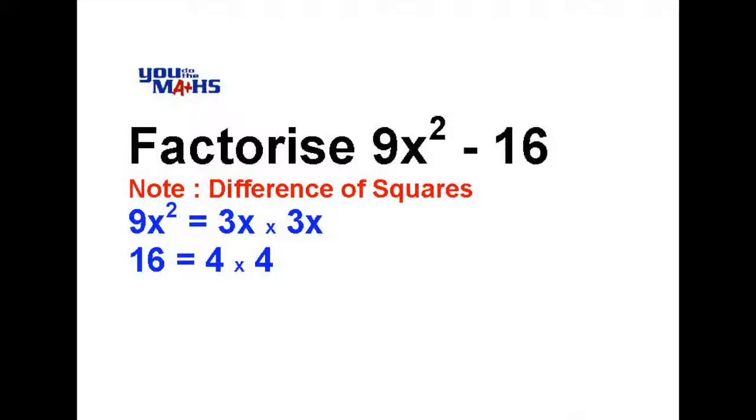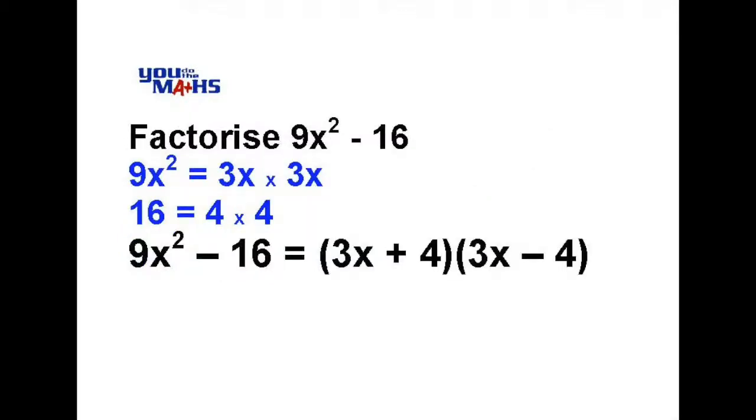What we then do is split up the 9x squared minus 16 into two different brackets. The first part of the bracket contains 3x, which of course squares to 9x squared. The second part of the brackets contains 4. And those two terms in the two brackets are separated by a plus in one bracket and a minus in the other. Now the order of those plus and minus signs doesn't matter. So you could have 3x minus 4 and 3x plus 4, and that would still be correct.